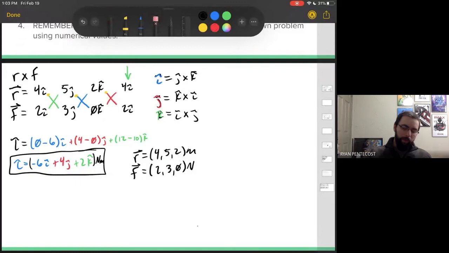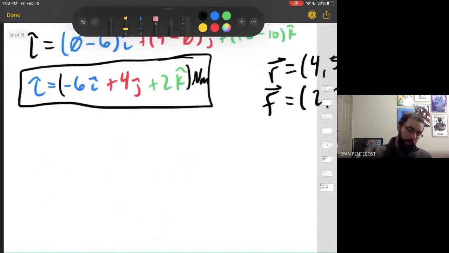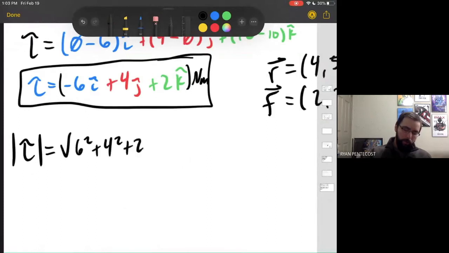Now, it did ask us for the magnitude and direction. So we have a three-dimensional vector. We need the magnitude, so the magnitude of our torque is the Pythagorean theorem. We've got 6 squared plus 4 squared plus 2 squared. So that is 36 plus 16 plus 4, square root that. You're going to get a weird answer: 7.48.